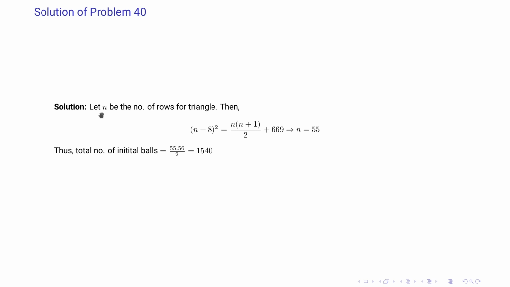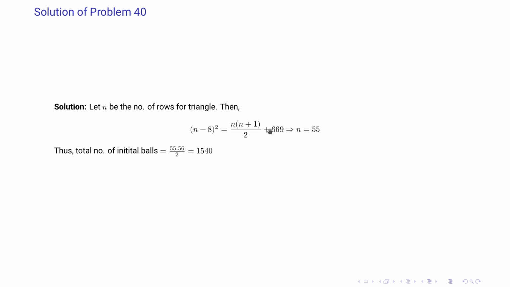So we let there be n rows in the triangle. Now if there are n rows of the equilateral triangle, then there will be n balls on each side. Now if there are n balls on each side of the triangle, for the square there will be n minus 8 balls on each side. Therefore, the total number of balls in the square would be (n minus 8) whole square. Now the total number of balls in the equilateral triangle would be n into (n plus 1) by 2, because the first row will have 1 ball, the second row will have 2 balls, and the last row will have n balls. So the sum of that is n into (n plus 1) by 2.